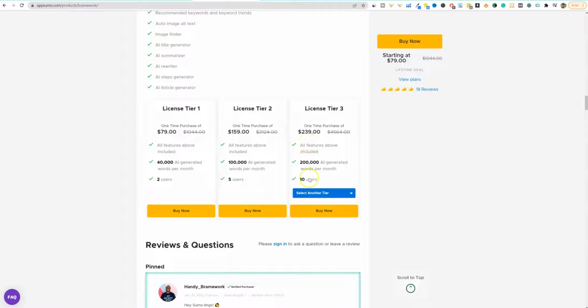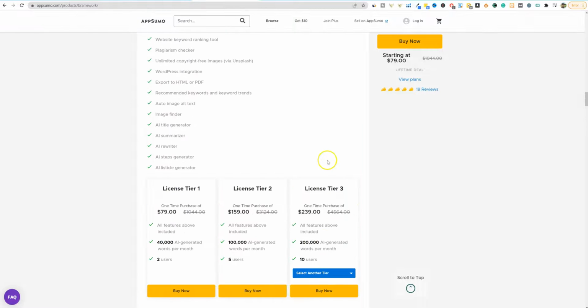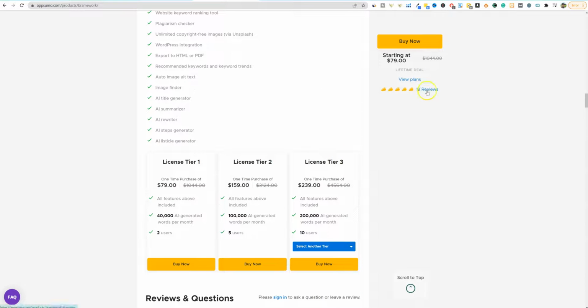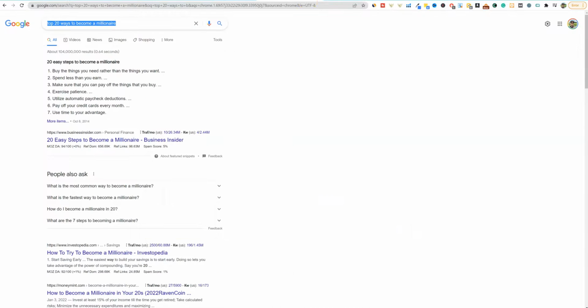And then you can go to tier 3 and tier 4 if you want to write mad content. And it has 18 reviews, 5 stars so far. So looking really good. Okay, so we're going to jump in here. We're going to do a listicle post.